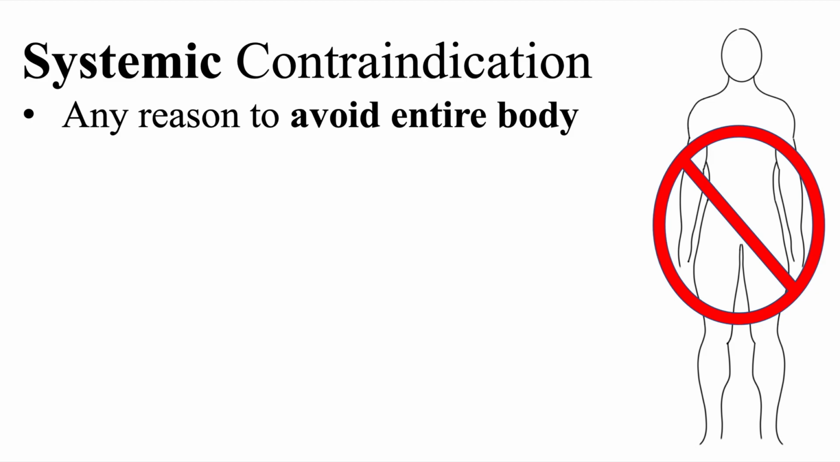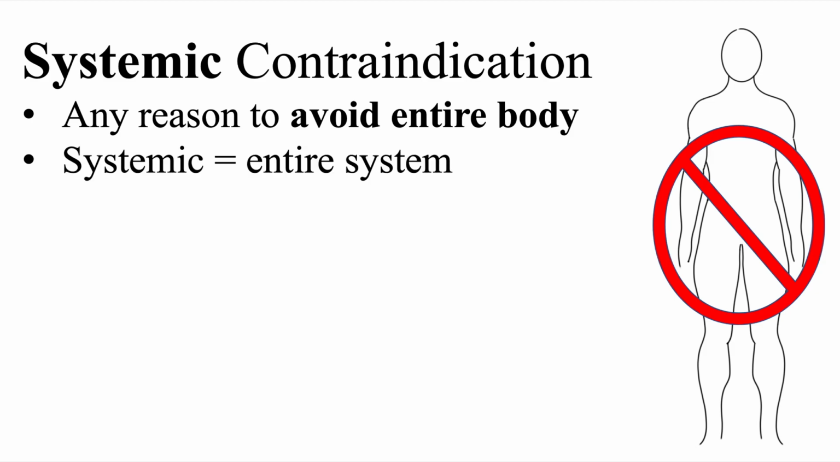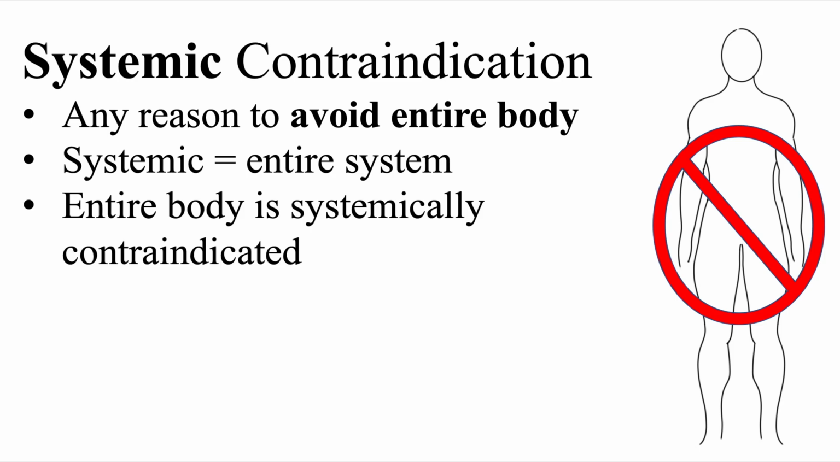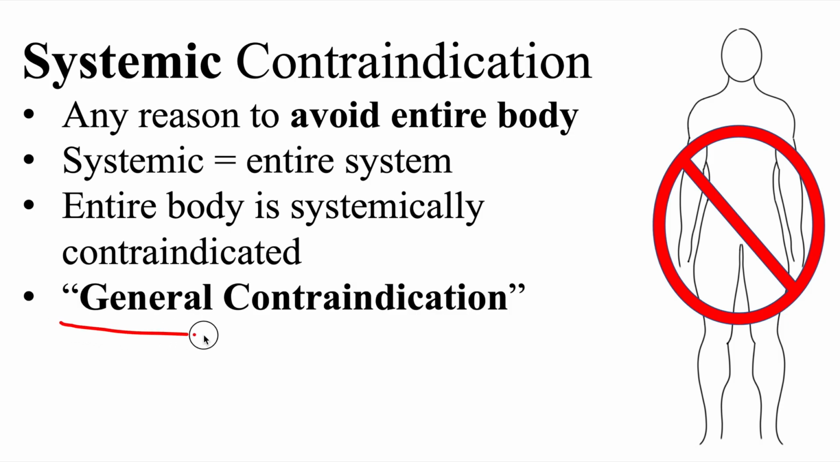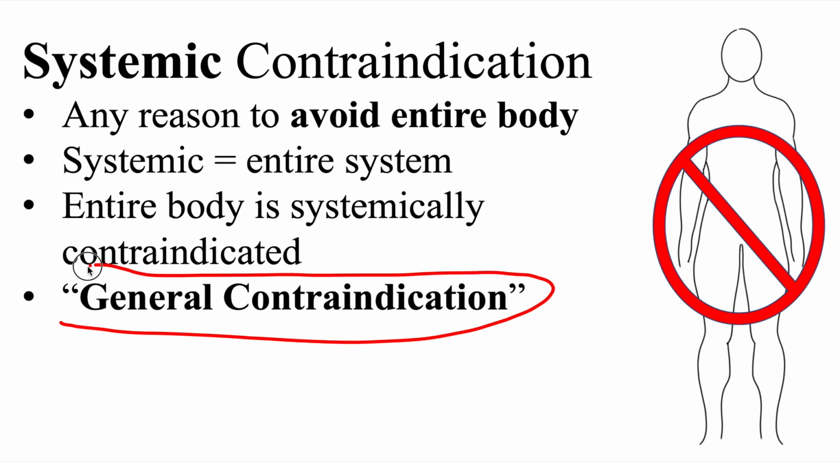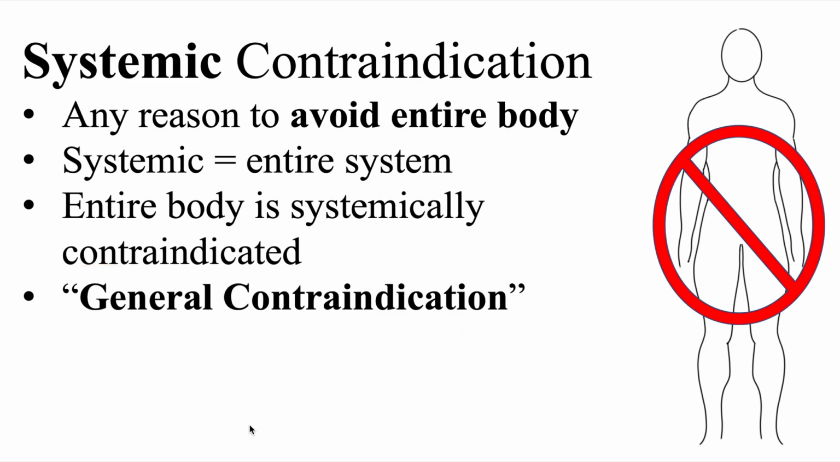Now, a systemic contraindication is any reason to avoid the entire body. Think of the word systemic here, meaning the entire system. The entire body is systemically contraindicated. I've also heard this type of contraindication called a general contraindication. Make sure you know it by this term as well. The MBLEx may use these words interchangeably, so make sure you know general contraindication also is a systemic contraindication.